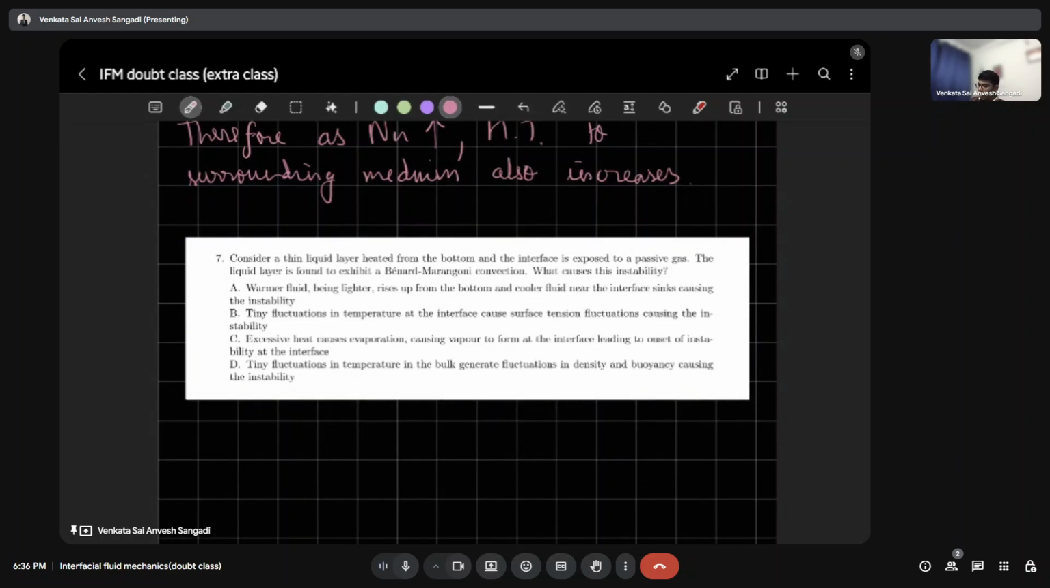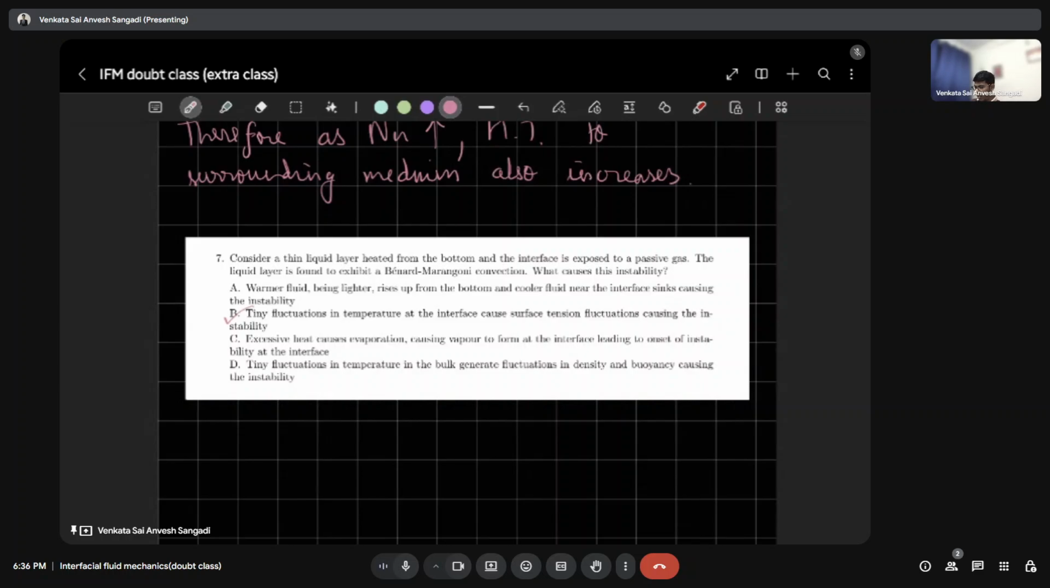So, going through the course, it is clear that the correct option is option B, that the tiny fluctuations in temperature at the interface cause the surface tension fluctuation and therefore drive a Marangoni flow, which causes this instability. So, option B is correct.